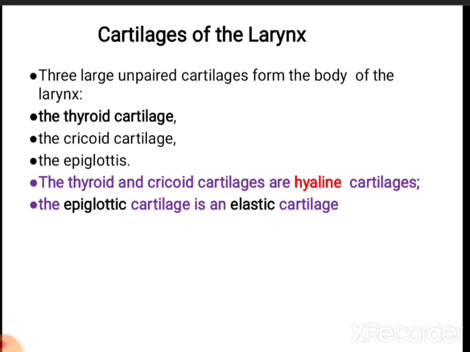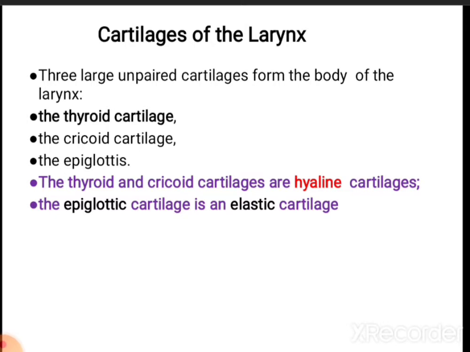edges. Inferior horns make the synovial hinge joint with the cricoid cartilage, and there is a midline laryngeal prominence which is known as Adam's apple, which is more prominent in males than females. The thyroid cartilage is the largest laryngeal cartilage. Thyroid means shield-shaped cartilage. It forms the most anterior and the lateral wall of the larynx.